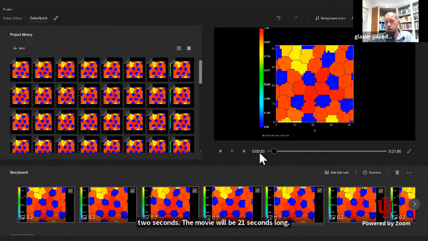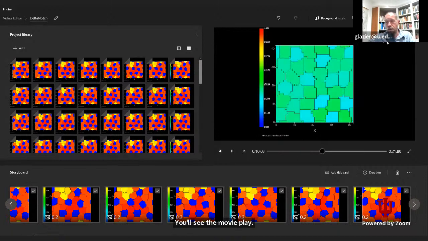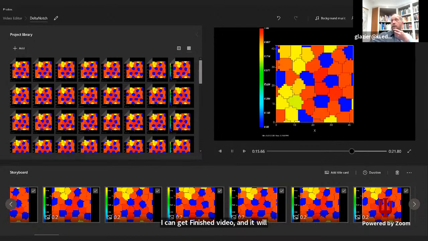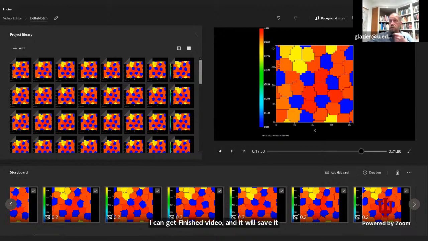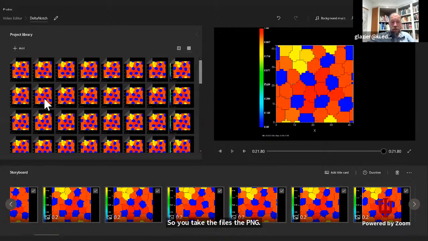And I can now play the movie. You see the movie play. And if I want to save it, I can hit finish video and it will save it. So there may be other simpler ways to do it, but that's not so bad. So you take the PNG files, select them, right click, say create a video. You select all, add, set the time per frame, and hit finish. So it takes about a minute to make a video.